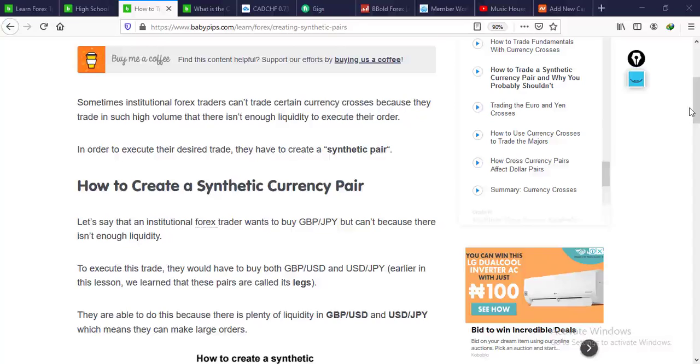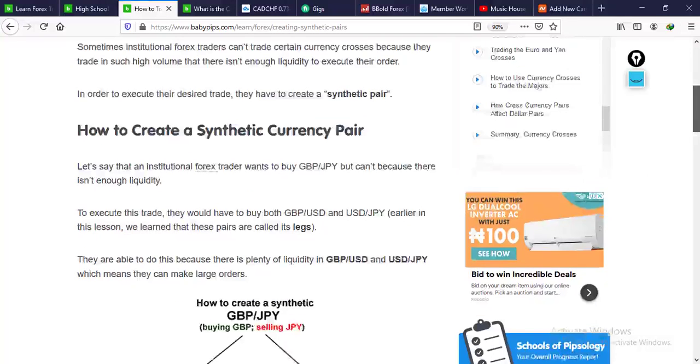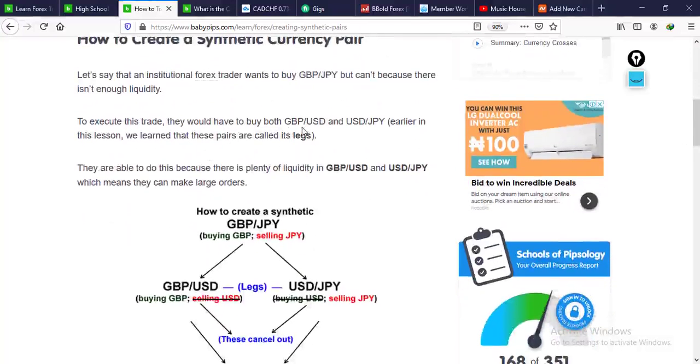Now, how do you create a synthetic pair? Let's say an institutional forex trader wants to buy GJ, but they can't because there is not enough liquidity. To execute this trade, they will have to buy GU and UJ. We learned earlier in this lesson that these are called legs, okay? They are able to do this because there's plenty of liquidity in GU and UJ, which means they can make large orders. Remember, they wanted to buy GJ, but they can't because there's not enough liquidity. To still execute this trade, they are buying GU and they are buying UJ, okay?